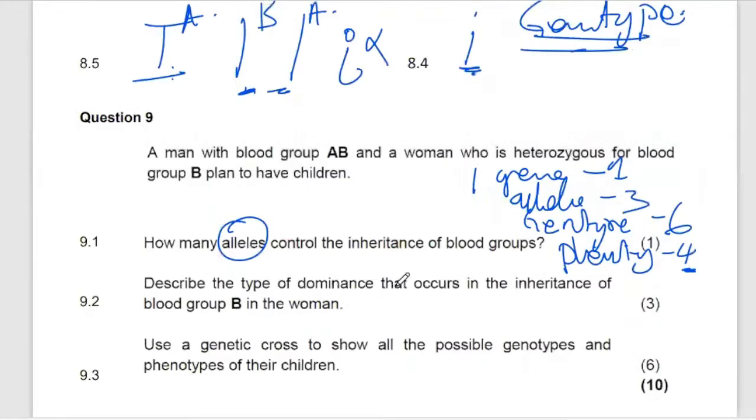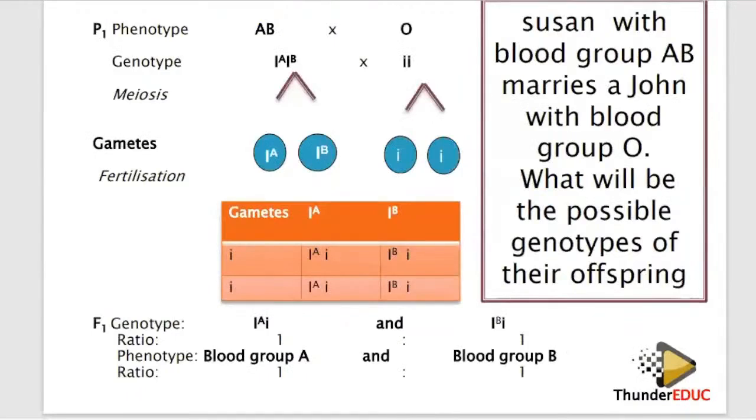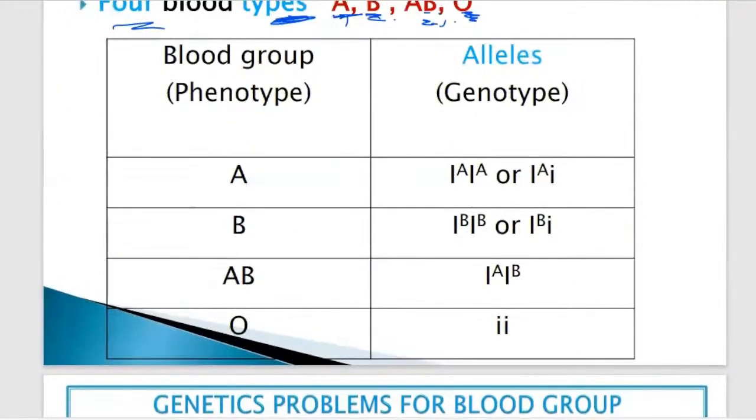So now we go back to our question. Describe the type of dominance that occurs in the inheritance of blood group B. They're saying that a man with blood group AB and a woman who is heterozygous for blood group B, meaning this lady looks like this.